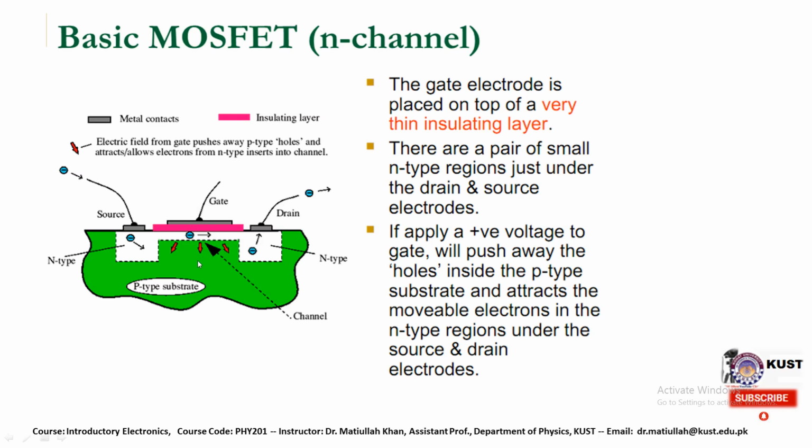So the gate electrode is placed on top of a very thin insulating layer, and there are a pair of small n-type regions just under the drain and source electrodes. You see, if we apply a positive voltage to the gate, it will push away the holes inside the p-type substrate and attract the movable electrons in the n-type regions under the source and drain electrodes. In this way, current can flow from source to drain.